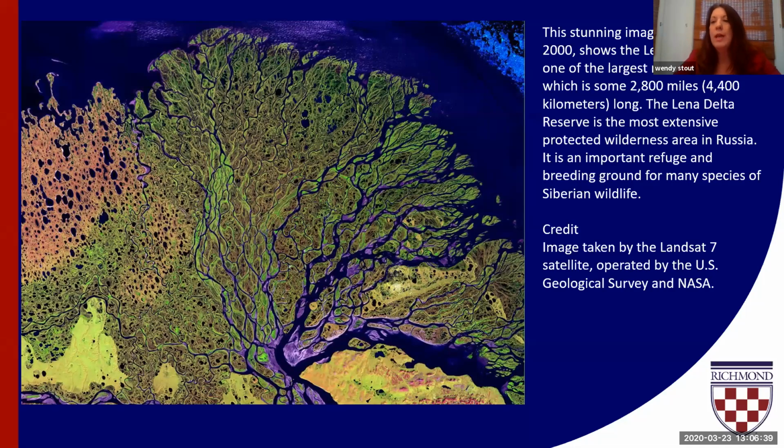This is showing a NASA Landsat 7 satellite image back from 2000 of the Lena Delta. It is a stunning preview of the exciting remote sensing work that NASA does, and you'll hear more about the work that NASA is doing in this area from our presenters.